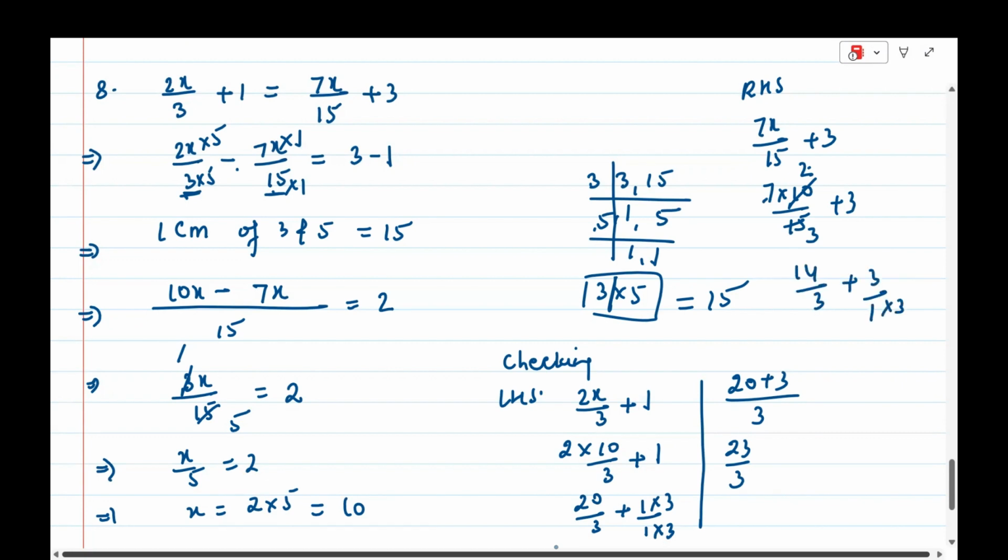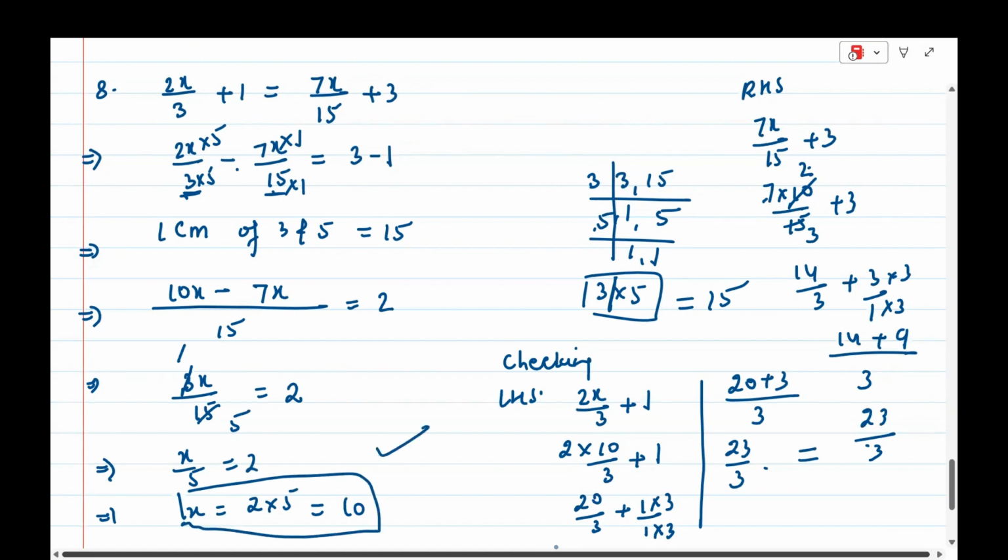Again LCM, multiplying by 3 to make the denominator equal. The LCM is 3. And here 14 plus 9, which is 23 upon 3. Left hand side is equal to right hand side. So the answer we got, x equals 10, was absolutely fine.